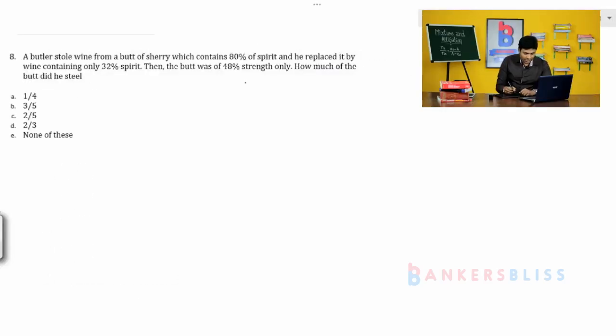Very simple. See here, 80% represents A2. Next, A1 represents 32. So A2, that is N2. Next, A1, that is N1. So now how much is it? That is only 48%.